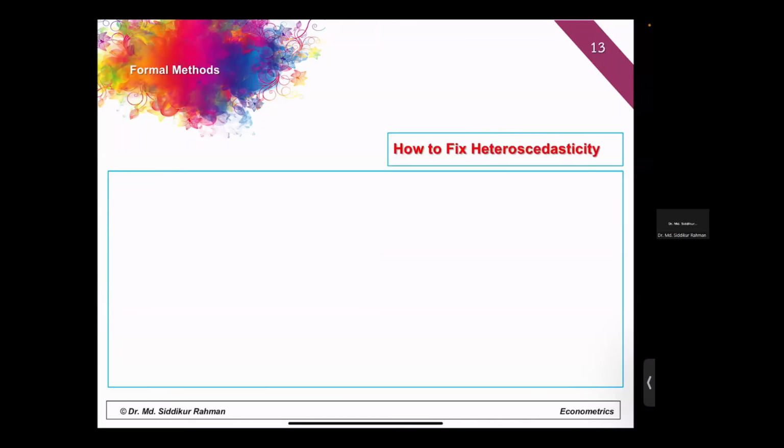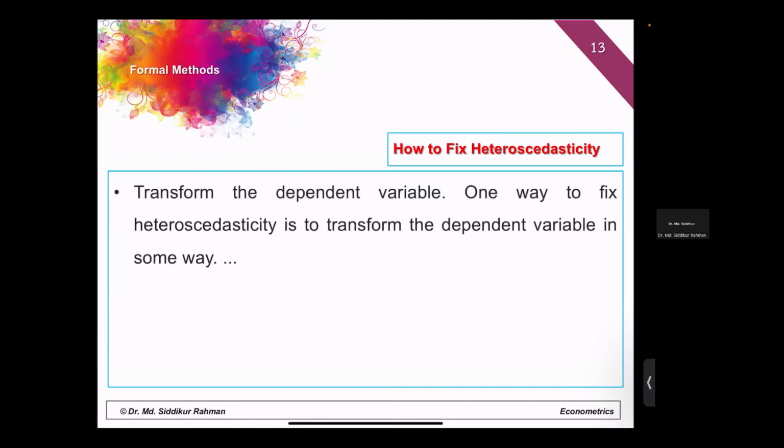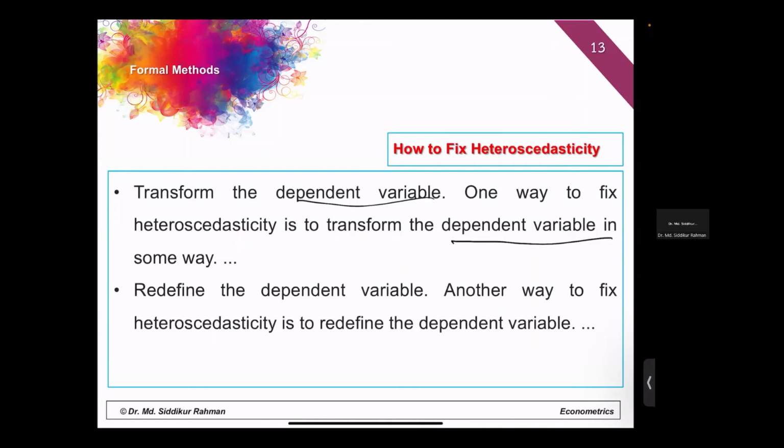But then how to remove the heteroskedasticity problem? There are many methods. Among the common methods, transformation is the best way. You can transform the dependent variable in some way, based on the data types. Also, you can redefine the dependent variable, like suppose maybe you mistakenly chose the wrong dependent variable, so you have to correct it. This is another way you can fix the heteroskedasticity problem, right?